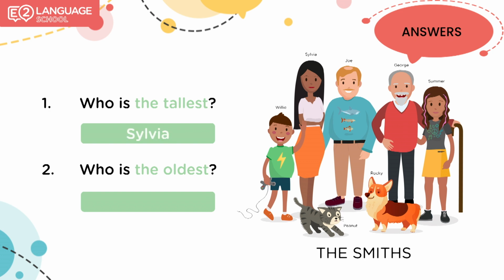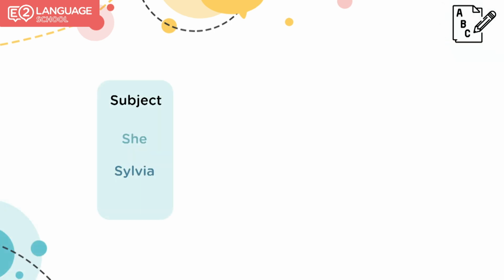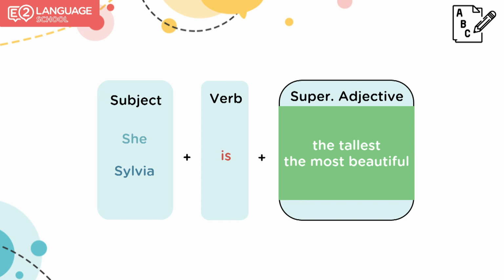Let's take a look at the answers. So we can see that Sylvia is the tallest and George is the oldest. Now it's time to look at how we use est and most adjectives in a sentence. So we begin with the subject, which here is Sylvia, the noun, or she, the subject pronoun. That's followed by the verb, is. And then we have our superlative adjective, our est and most adjective. So the tallest or the most beautiful.